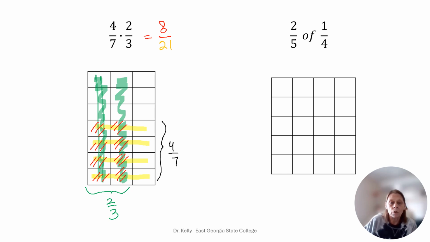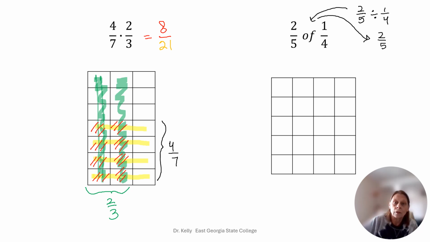Now I want to remind you that when you see the word "of," and this is a big confusion for a lot of students, that does mean the same thing as multiplication. Also, just as a note, 2/5 divided by 1/4 is considered a complex fraction when you write it like that. Anyway, side note over.